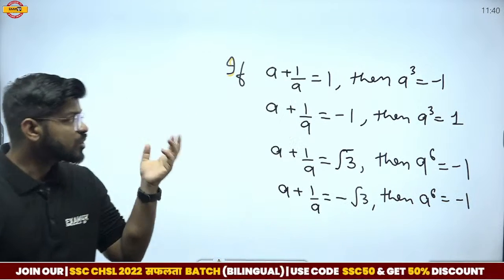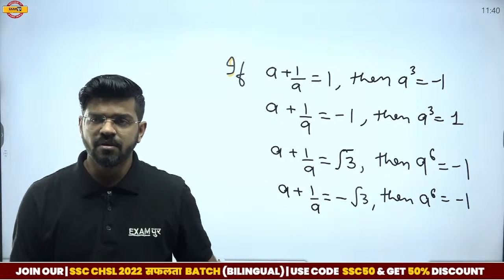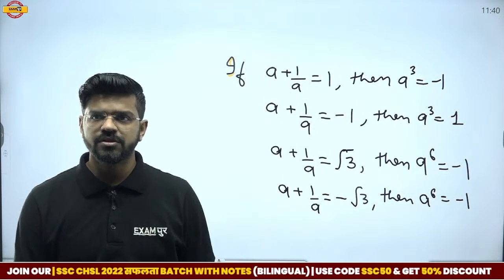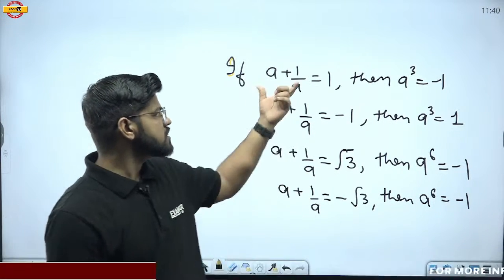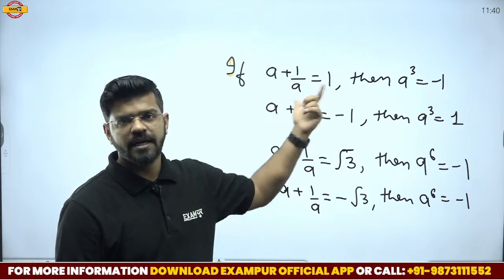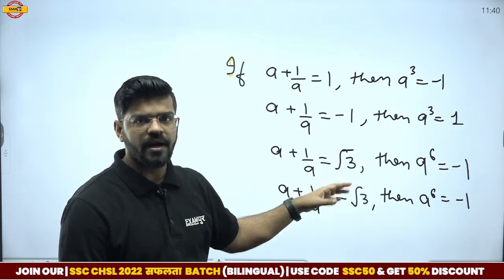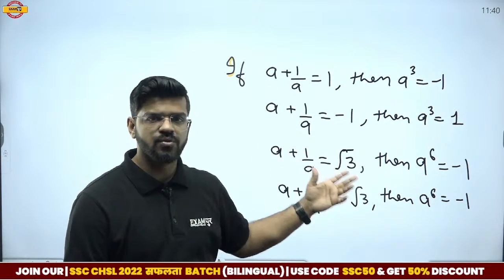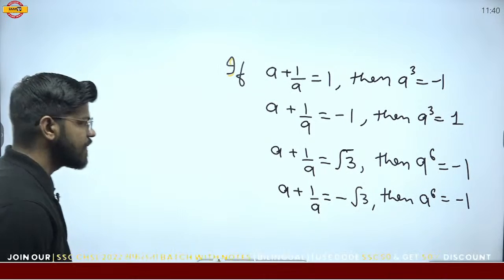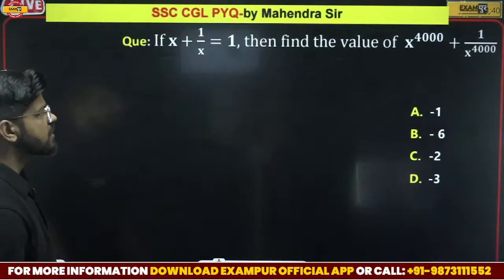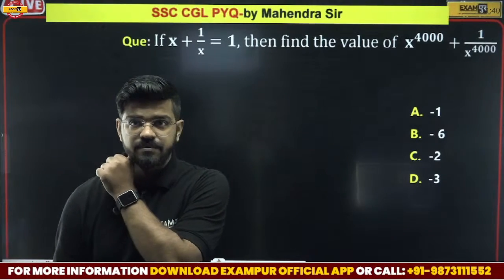So remember some of these conditions. Learn these so that you can directly solve the question. How will it come? Just cube both the sides, you will get the answer. Here you have to first square and then cube. So we have got the answer 1 here. Let's solve another question.